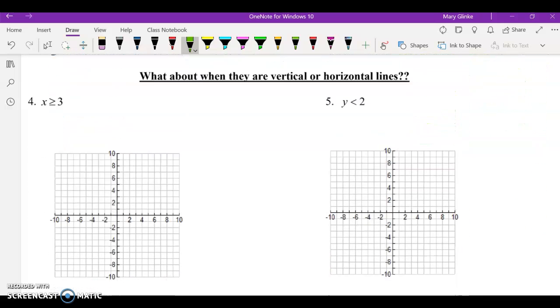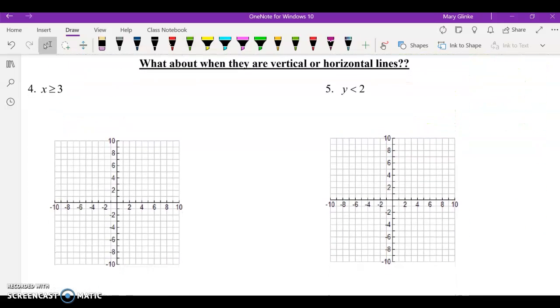So now there's a couple of different things, just reminders. We could have vertical or horizontal lines. The lines are going to be vertical if it's x equals a number, and it's going to be horizontal if it's y equals a number. So for this one, if we're comparing x to 3, we're going to go to 3 on your x-axis, and you're going to draw a vertical line through there. It is going to be a solid line because of the or equal to.